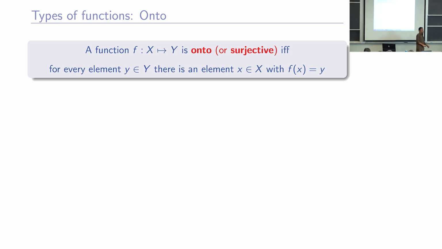A function f is called a surjection, or an onto function, or a surjective function if for every element in the codomain there is some element in the domain whose image is this element y. Okay? For any y in the codomain, there is some element in the domain whose image is equal to this y.